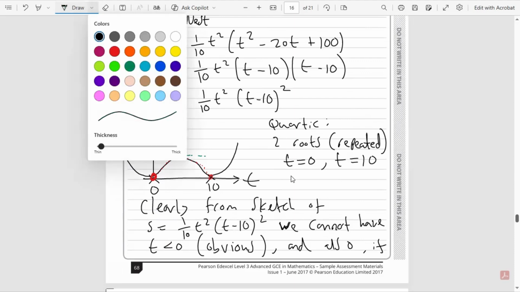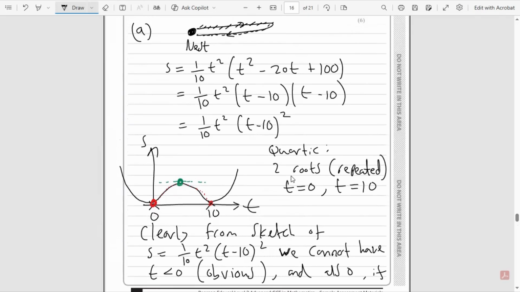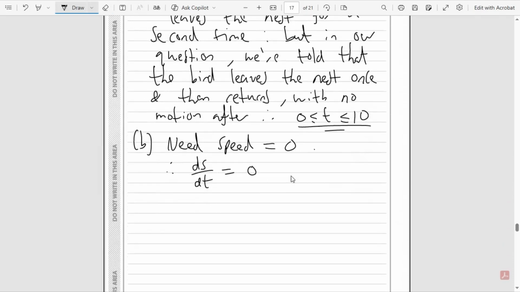So let's write this down here for part B. For part B, we need speed equal to 0. So in other words, what we need is ds by dt, the gradient of our curve, to be 0. Remember, s is the distance from the nest. So we're going to differentiate our formula for displacement, set it to 0, and solve for t. That will lead us to getting the distance that we need.